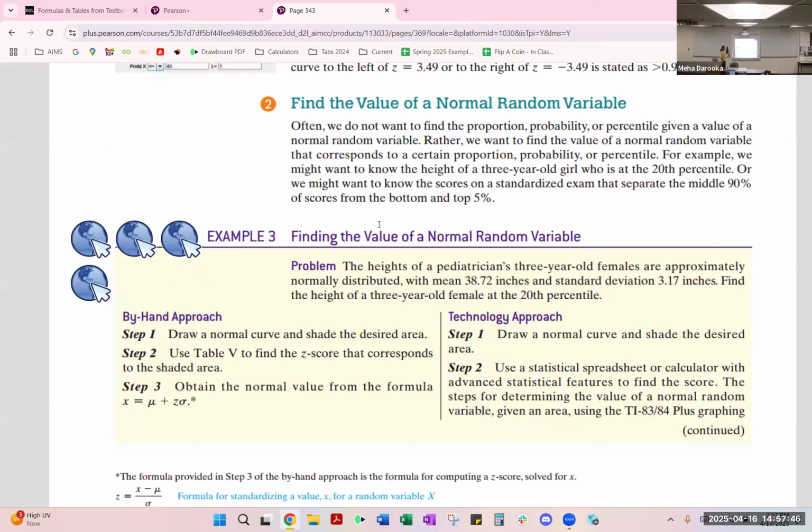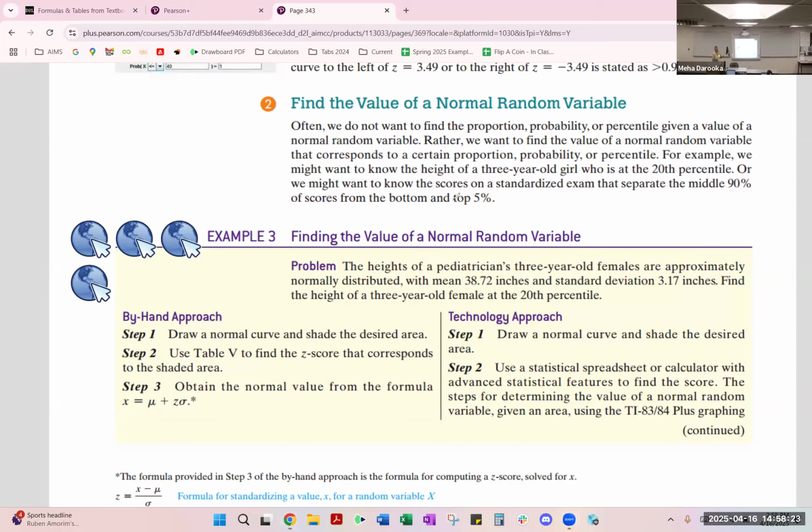So you can see that they're saying often we do not want to find the proportion, probability, or percentile of a given value of a normal random variable, but rather, we want to find the value of a normal random variable that corresponds to a certain proportion, probability, or percentile. So basically we are saying you're given the proportion, the percentile or the probability, and we want to know what value is associated with that percentile or with that probability. So here they're saying, okay, we might, let me just get my pointer here.